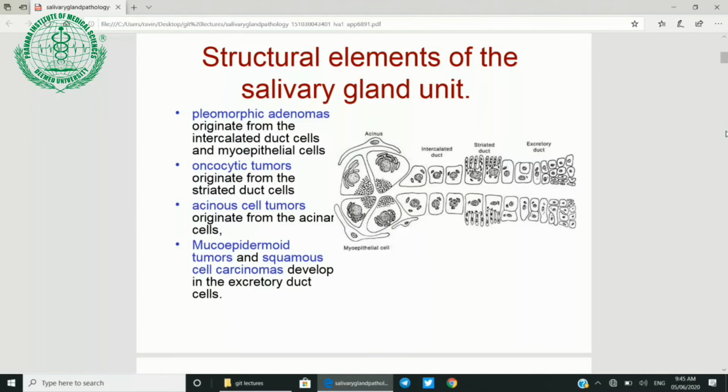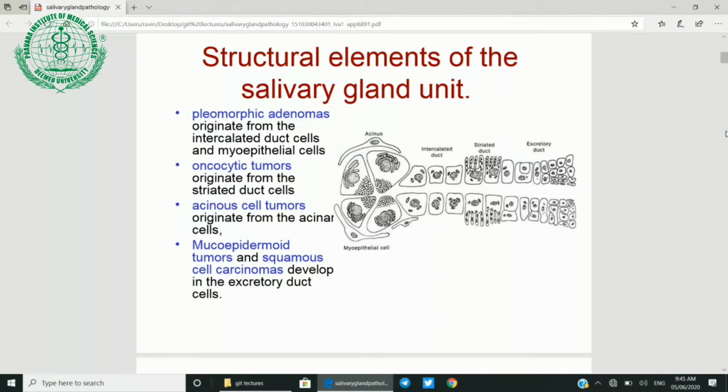Before going into that, let us look at the basic elements of the salivary gland unit, so that it becomes easier for you to understand which tumors take origin from which. This salivary gland is said to be a nightmare for pathologists, because a variety of structures are present, and a variety of neoplasms and combinations of malignancies can happen there.